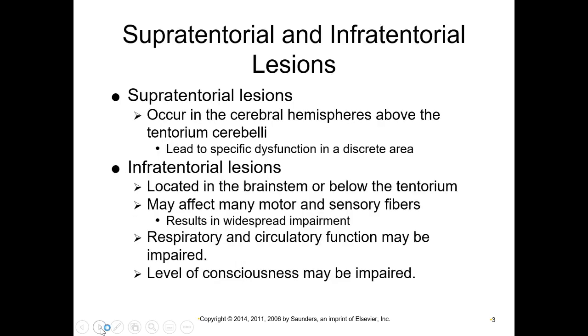Supratentorial and infratentorial lesions. There are supratentorial lesions that occur in the cerebral hemispheres above the tentorium cerebelli and lead to specific dysfunctions in a very discrete area. And there are infratentorial lesions located in the brainstem or below the tentorium that affect motor and sensory fibers. Widespread impairment in this case will occur. Respiratory and circulatory function can be impaired, and consciousness can be impaired.